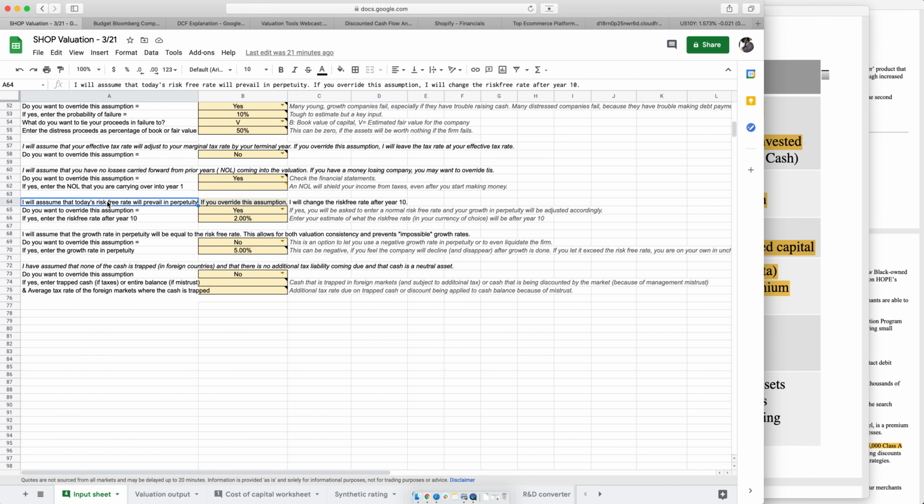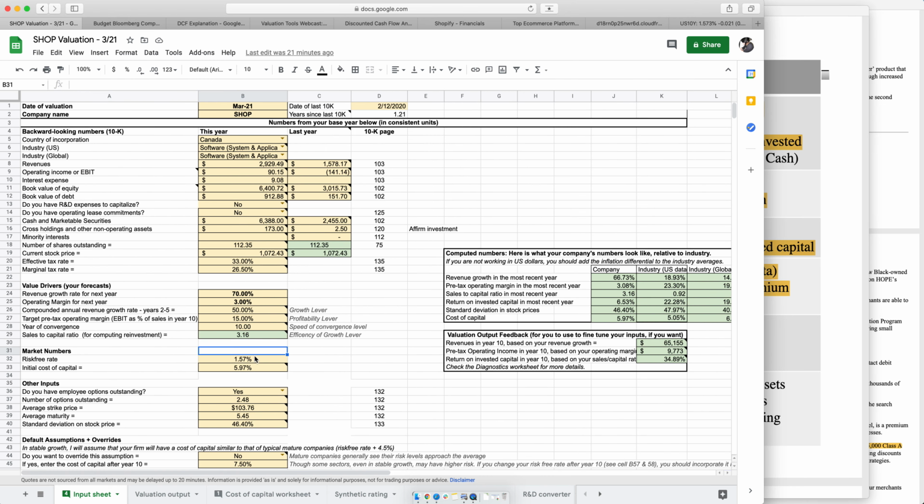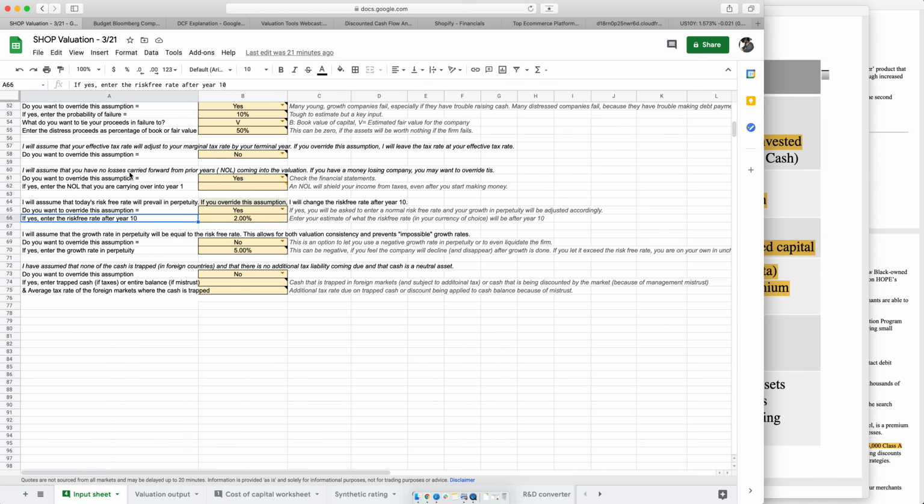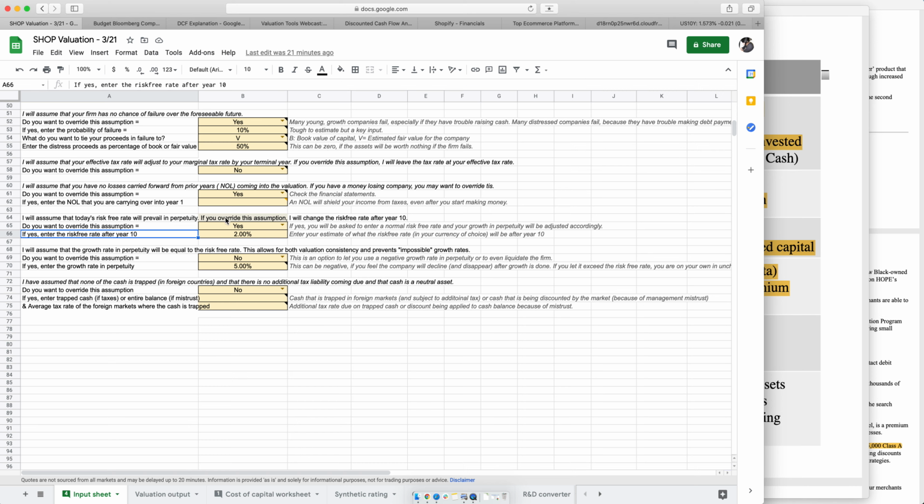One thing that he does is you have a current risk-free rate right now, as we called out. It is 1.57, and the risk-free rate is very important in the future as well, and you'll see that for a couple of reasons. The default assumption is that he's going to take your risk-free rate now and just use that as the risk-free rate in the future. You can decide to override that though. So that's what I did here.